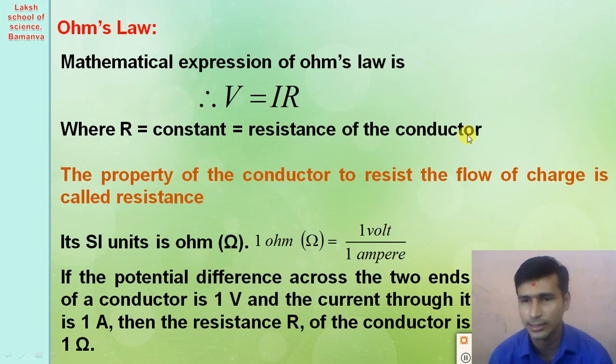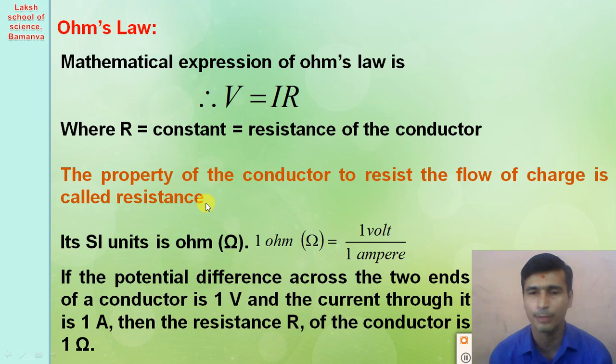So what is the resistance of the conductor? Resistance of the conductor is the property of the conductor to resist the flow of the electric charge, to oppose the flow of the electric charge. सो कंडक्टर की एक प्रॉपर्टी है जिसमें वो इलेक्ट्रिक चार्ज को फ्लो होने देता नहीं है, उसको हम क्या कहते हैं? रेजिस्टेंस कहते हैं, राइट. The property of the conductor and the property of the metallic wire to resist the flow of the electric charge is called resistance.